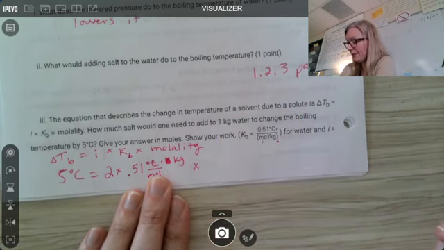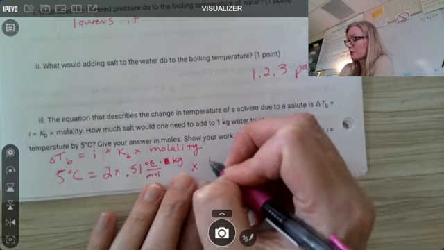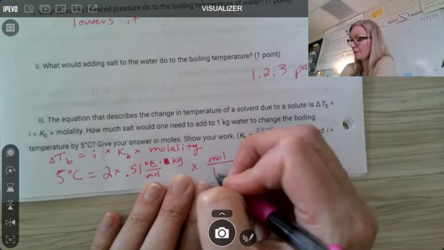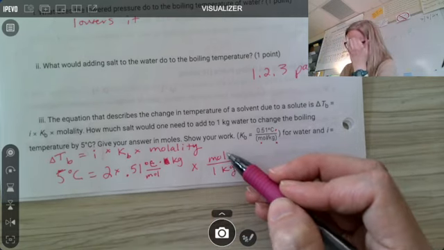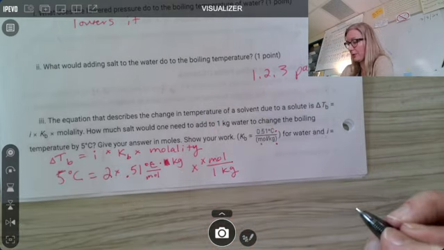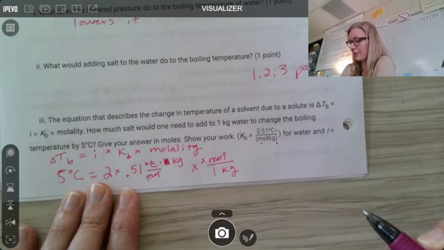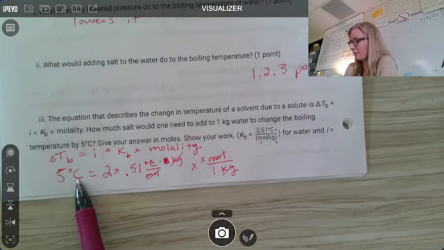And then the molality is the moles per kilogram. Okay, and we have 1 kilogram. So we know the kilograms of water. We just need to figure out how many moles. So I'm going to call this x number of moles. Okay, and that's a times sign. So moles is going to cancel because it's on the top and bottom. Kilograms will cancel. Okay, and we're left with degrees Celsius over here and degrees Celsius over here.